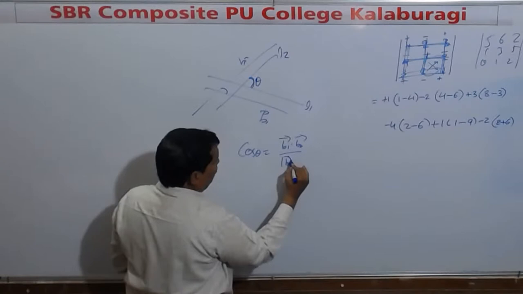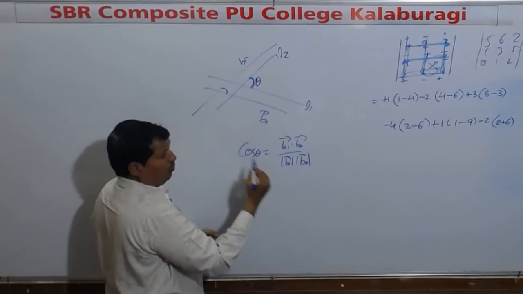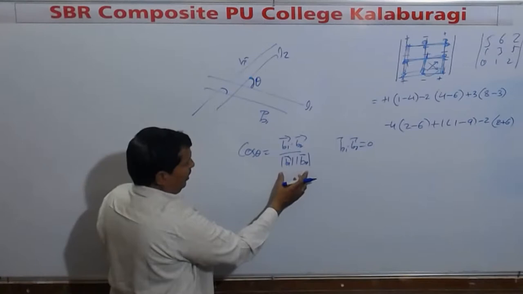How to find the dot product, you already know. This is the magnitude of vector B1, magnitude of vector B2. If two lines are said to be perpendicular, it means B1 dot B2 equals 0. B1 dot B2 equals 0. This is the vector form of the formula to find the angle between two lines.